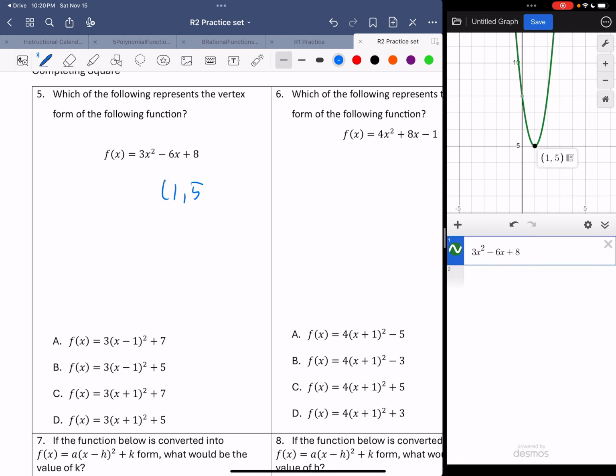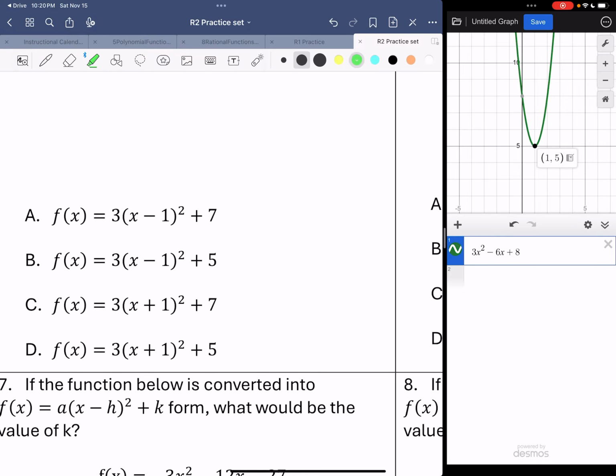1, 5. So what you can do is you can actually put every single one of these into decimals and see which one matches. But do you see our vertex is 1, 5? You can actually save time. This is our vertex.